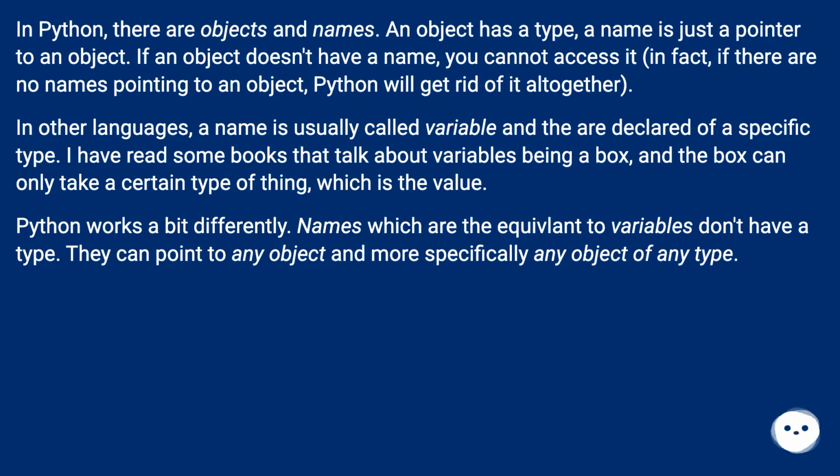I have read some books that talk about variables being a box, and the box can only take a certain type of thing, which is the value. Python works a bit differently. Names, which are the equivalent to variables, don't have a type. They can point to any object, and more specifically any object of any type.